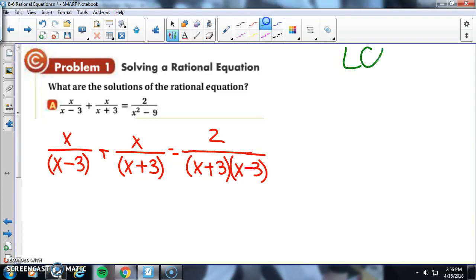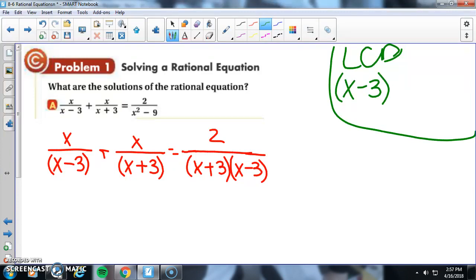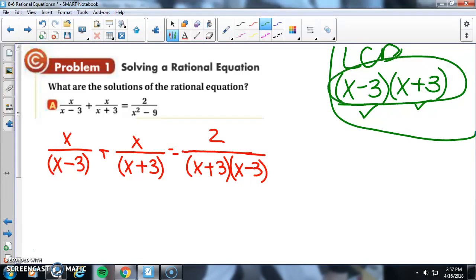In my LCD box, or our least common denominator, we take our first denominators and write it in. So we have x minus 3. We check our second. We do not have x plus 3, so we have to multiply by x plus 3. Then we check our third. We have x plus 3, check. We have x minus 3, check. So our LCD will be x minus 3 times x plus 3.